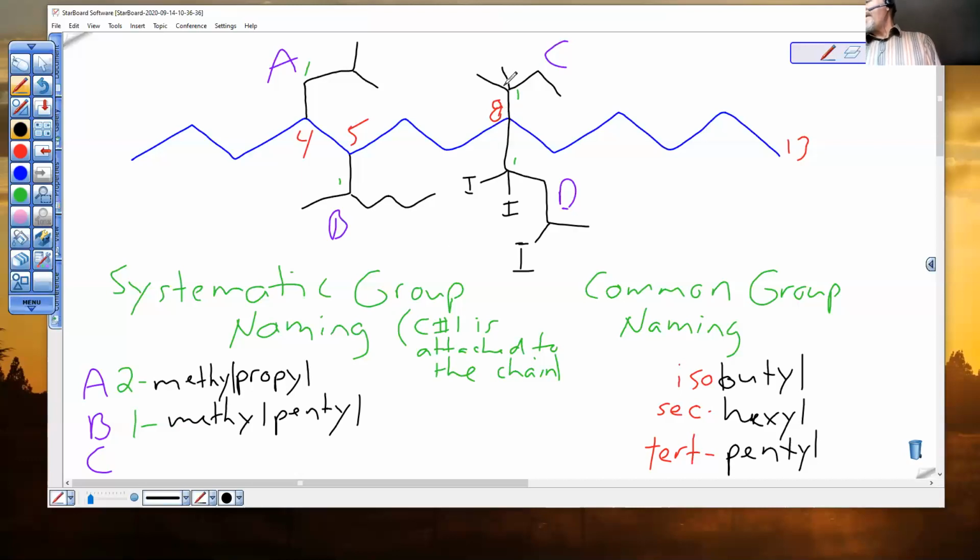On carbon 8, we have 2 methyls on carbon 1. You don't write 1-dimethyl. Don't do that. You'll be losing points. This is one of the most common mistakes I see students make. I'm leaving room for a reason.